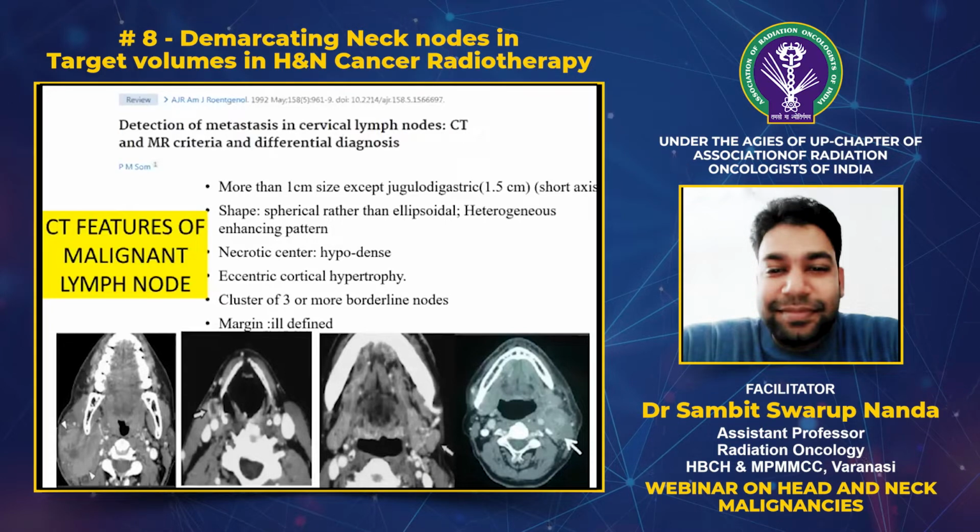The typical shape of a malignant node is spherical rather than ellipsoid, with a heterogeneous early enhancing pattern, with a necrotic hypodense center, or at times eccentrically placed cortical hypertrophy. Usually, malignant lymph nodes are present in clusters of three or more with borderline nodes, and the margins are usually ill-defined, which typically characterizes the malignant involvement of the nodes. So what is the ideal thing: should we go ahead with a CT scan or MRI?